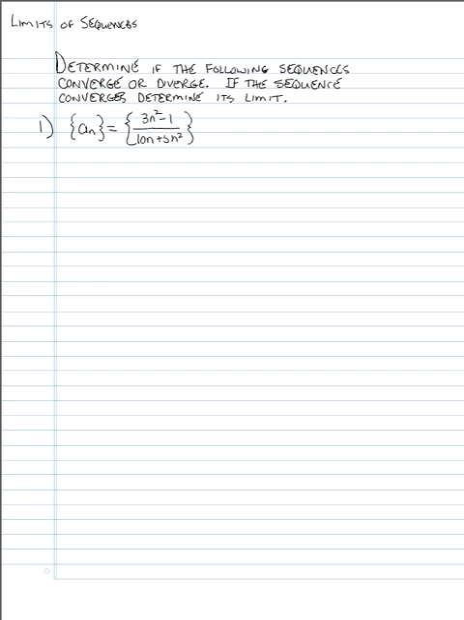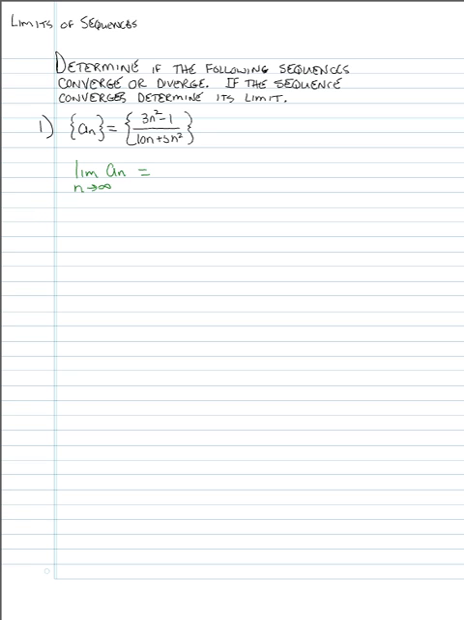I've got several of these to do. So let's begin. And here's the problem, the statement. Determine if the following sequences converge or diverge. If the sequence converges, then determine its limit. And we kind of do that when we decide whether it converges or diverges. So what we're after is to find the limit of a sub n as n approaches infinity.